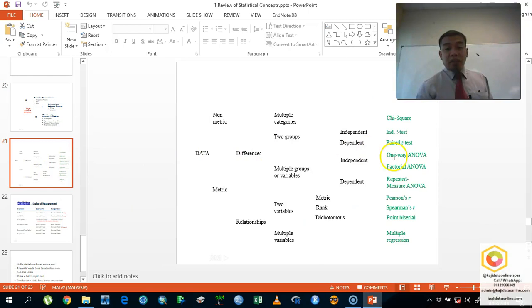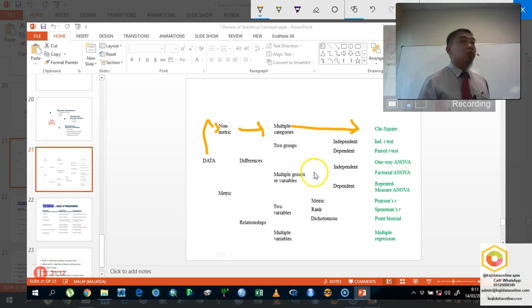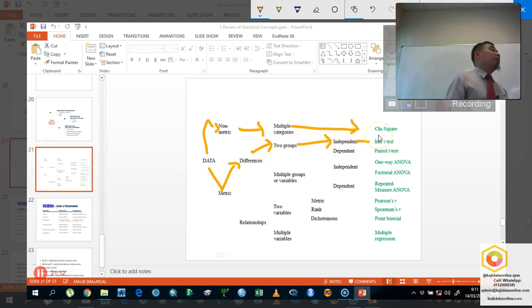Okay, the next one is, sorry, not phenomena, this one is the idea about analysis today. So the data is non-numeric with multiple categories. What kind of analysis will you do? The same also with this: you have data in metric form and you want to test for differences. You have two independent groups, so you use the independent sample t-test.